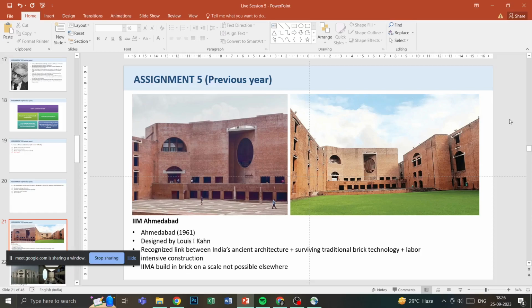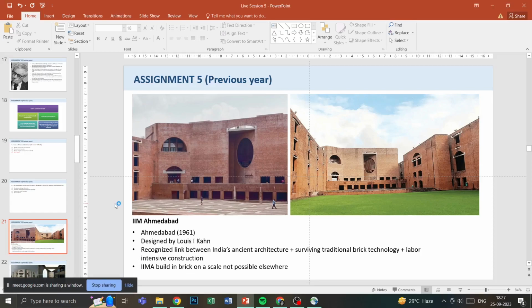So for this project, IIM Ahmedabad, he took into account the traditional brick technology, the load-bearing structures that we used to have, and labor-intensive construction, because India didn't have many technological machines, so any kind of construction had to be really labor intensive, which means it was highly dependent on laborers. IIM Ahmedabad is built in brick on a scale not possible elsewhere. It was the first building to be built completely in brick at this scale, which was not done anywhere else at that time.